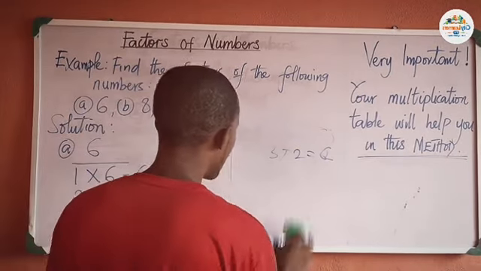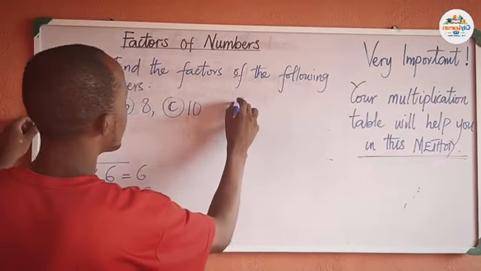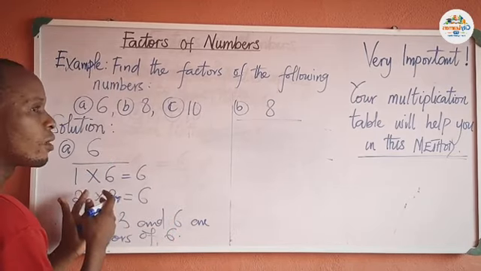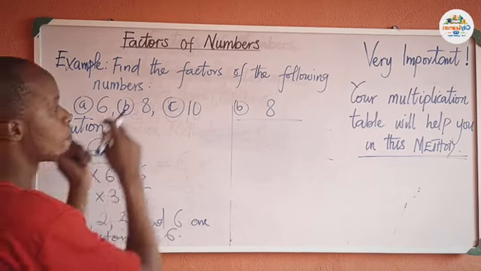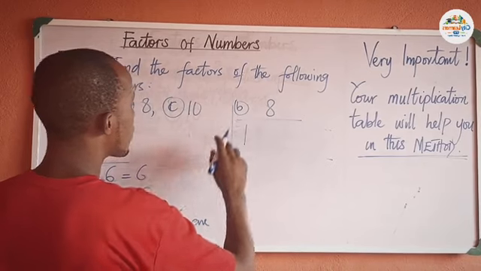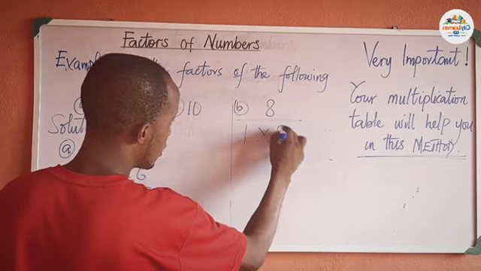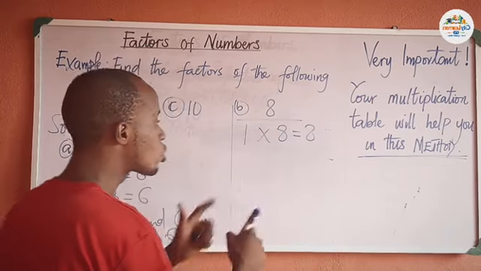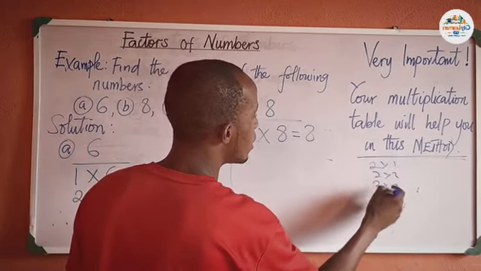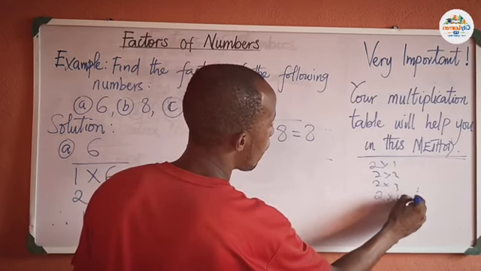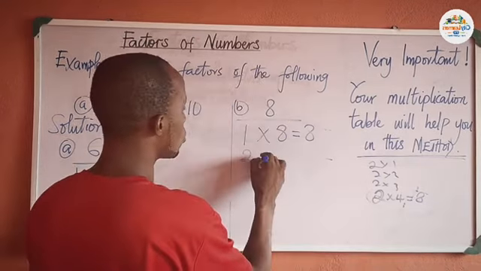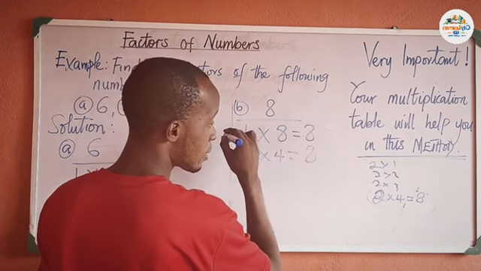Let me proceed to B. In B, I have 8. The same thing we did when we were looking for the factors of 6, we're going to repeat for 8. So, 1 multiplication table, 1 times 8 equals 8. In the 2 multiplication table, from 2 times 1, 2 times 2, 2 times 3, it is 2 times 4. 2 times 4 will give us 8, and that's what we're looking for. So 2 times 4 equals 8.